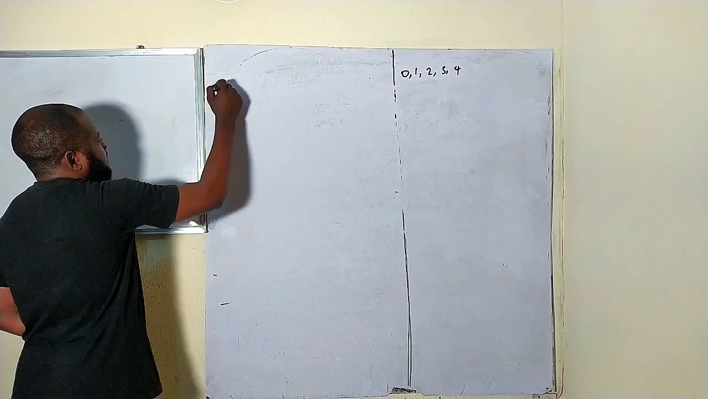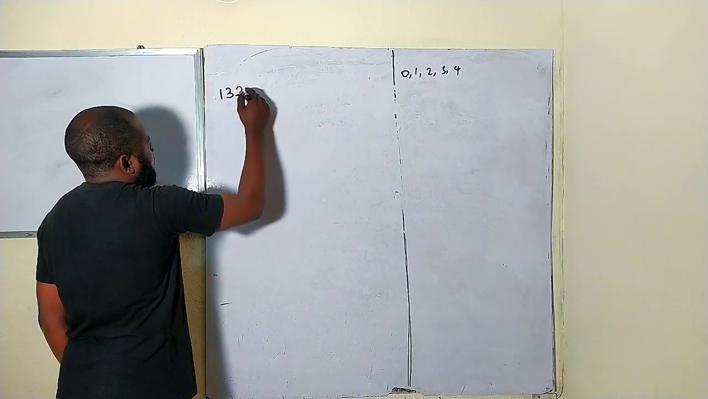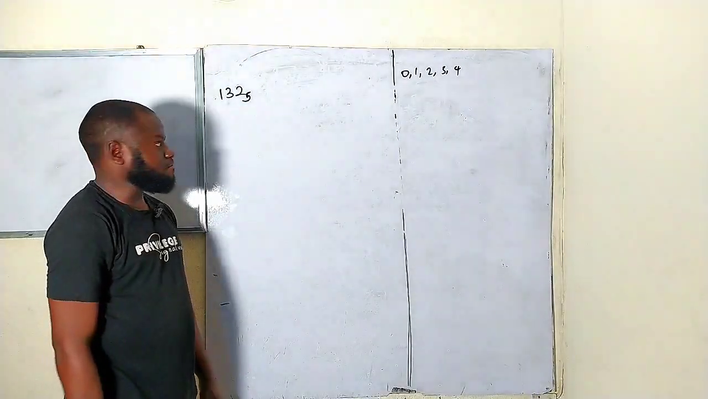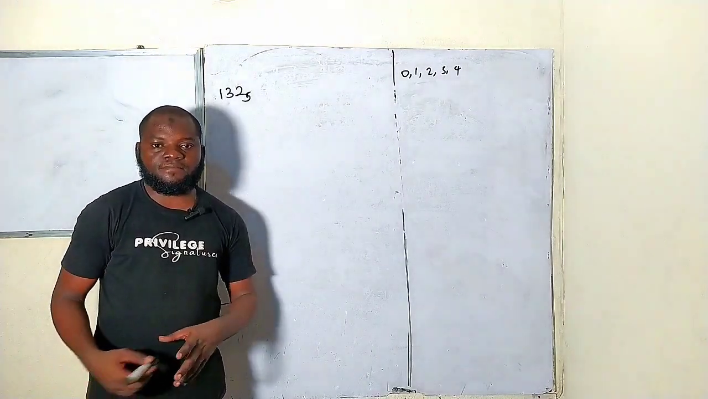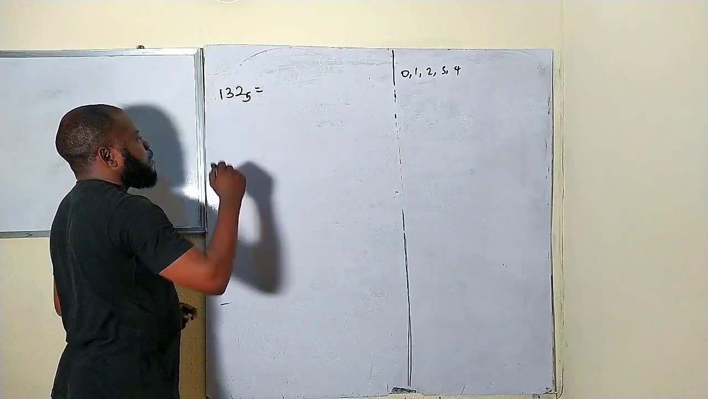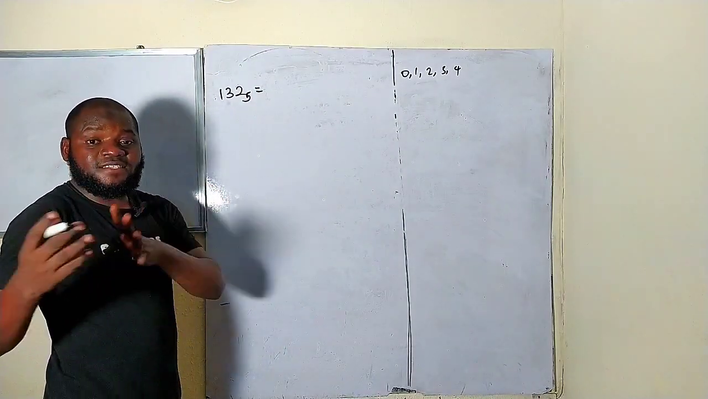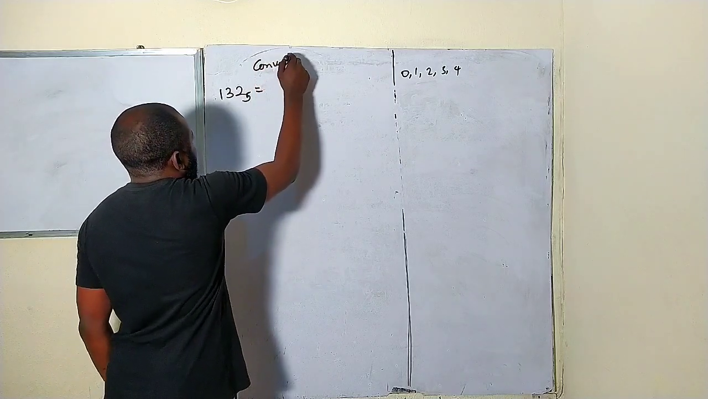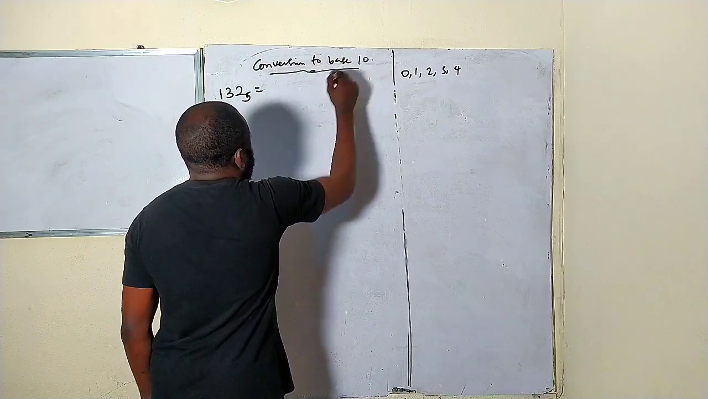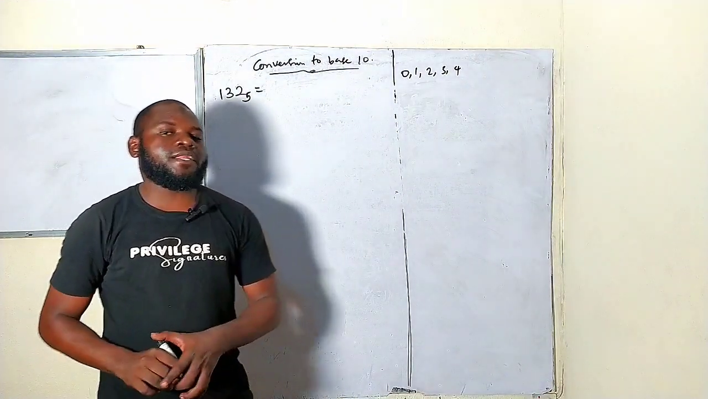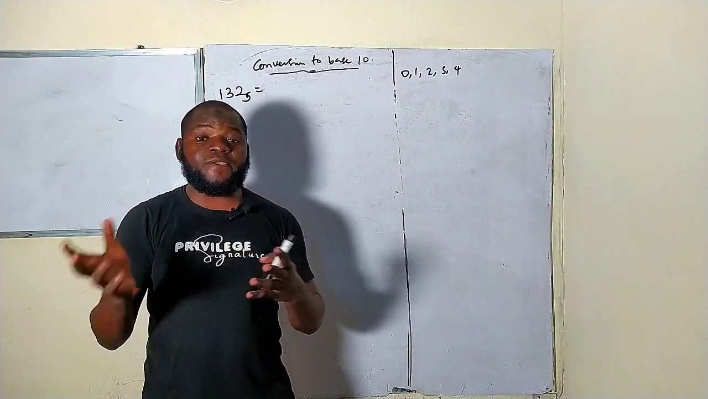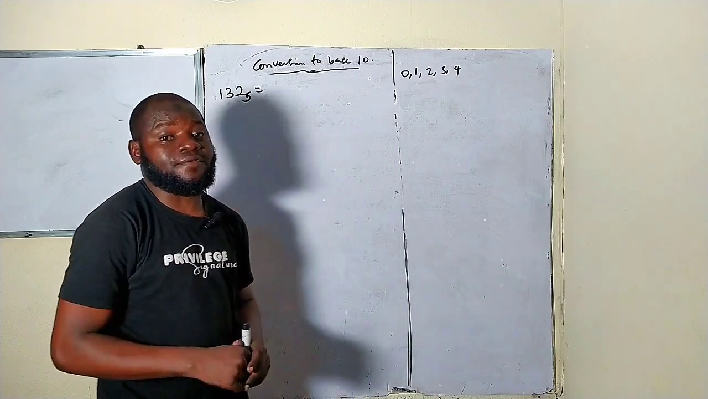Let's say I have a number like this, 132 in base 5, for example, and I want to convert this to base 10. How do I go about it? For me to be able to do this, it's pretty simple. Let me put it at the top: conversion to base 10. Now, base 10 has another name other than calling it base 10. You can call it binary number. So if they say binary and base 2, you can call it binary. So you should understand that.